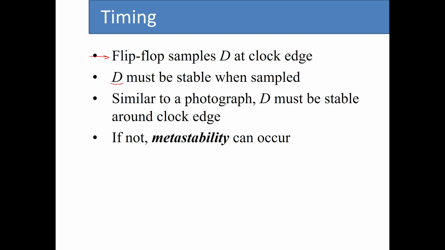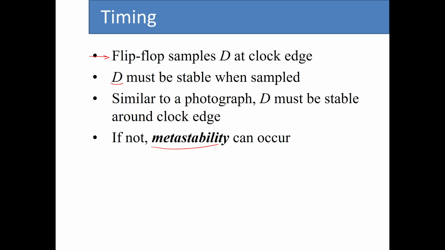This is similar to when you're capturing a photograph. When you're capturing a photograph, both your camera and the subject need to be stable or stationary. Otherwise, you end up with a blurry image. While we don't have this visual representation of blurry data, what we have is the concept of metastability, as a result of the data input not being stable enough when we are sampling it.